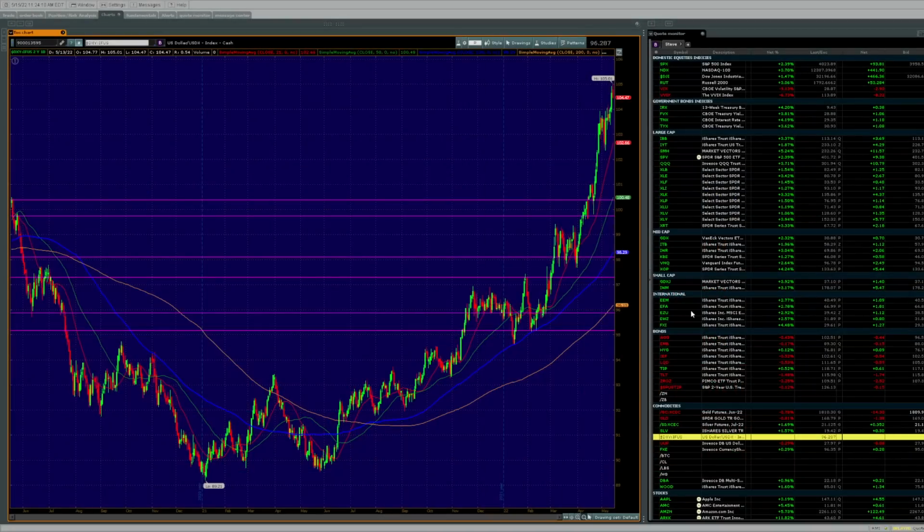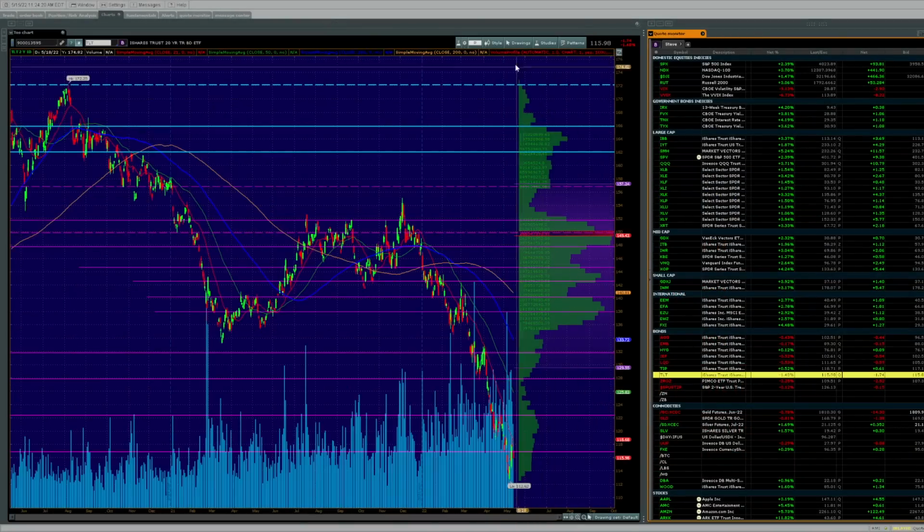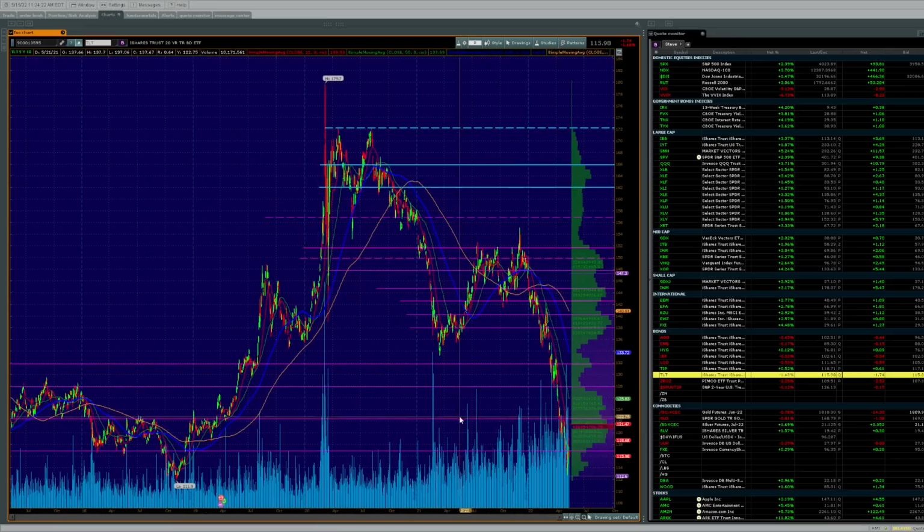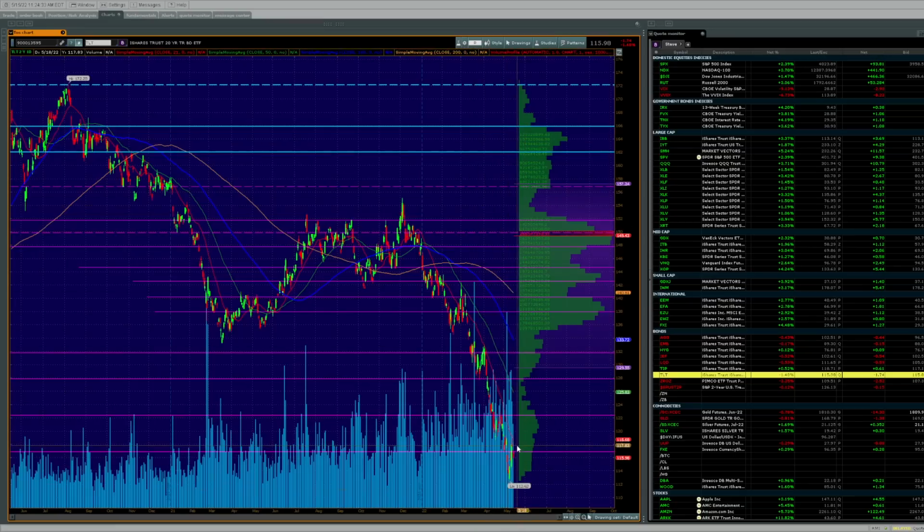Let's take a look at TLT. Of course, this thing is sitting near, I mean, it got down to its 5-year lows. You talk about looking for a reversal opportunity. At some point, this is going to be one, and it's sitting way down here.